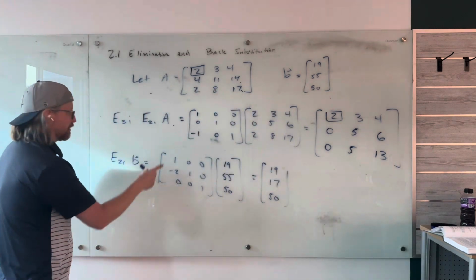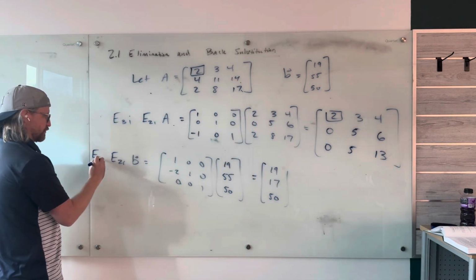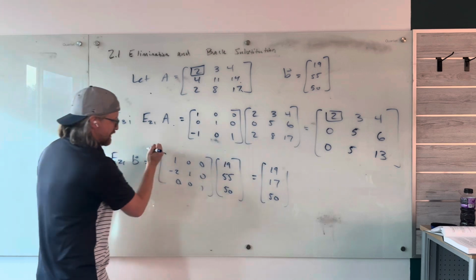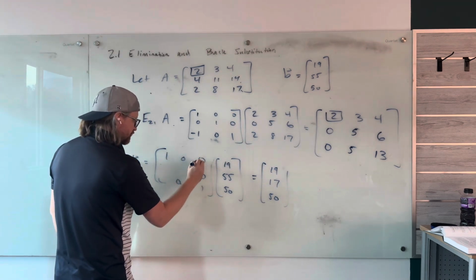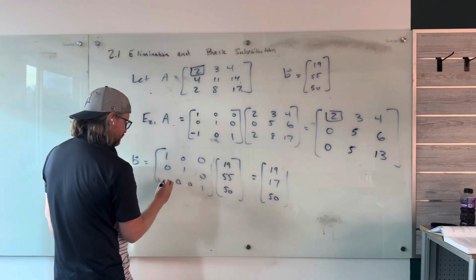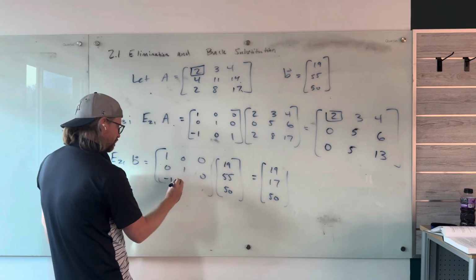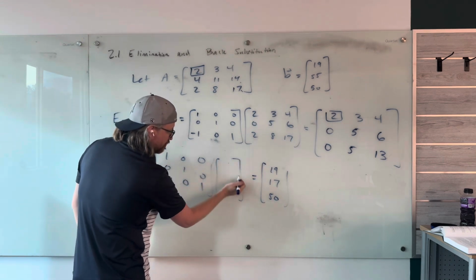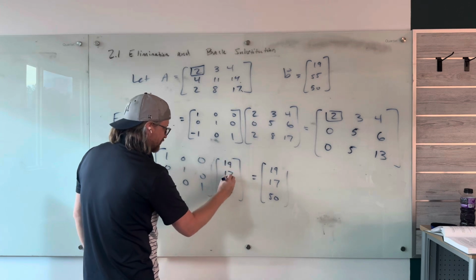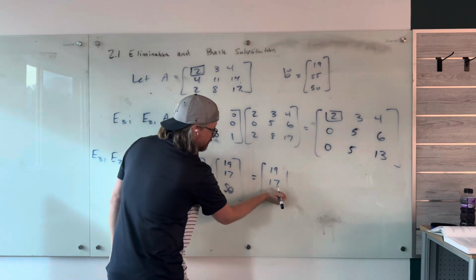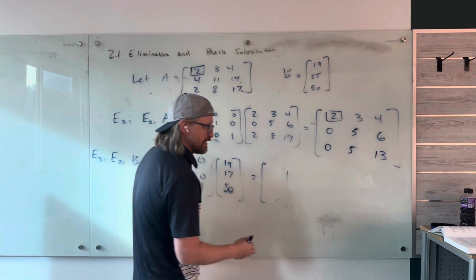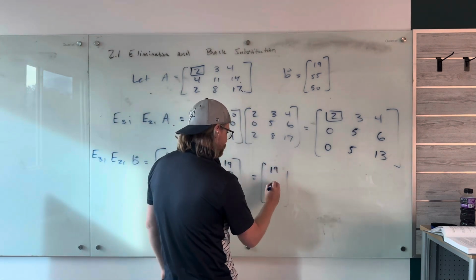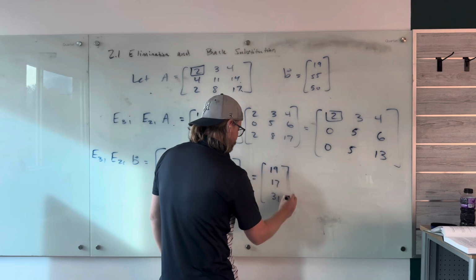And then remember that whatever I multiply here, we need to multiply here as well. So I'm going to take that 19, and actually I'll just leave this 1, 0, 0, 0, 1, 0, negative 1, 0, 1. We're going to multiply 19, 17, 50 by that same elementary matrix. And if I do that, we get the new 19, 17, and 31.